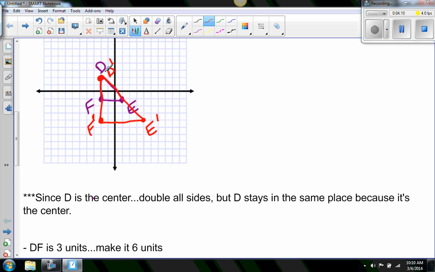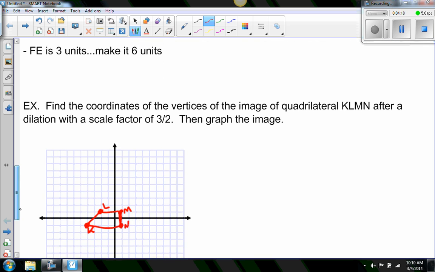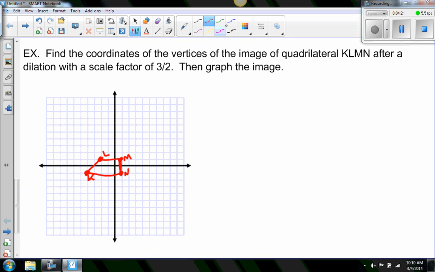Whatever point they tell you is the center does not move, the other ones move, and then you just connect your new one. So then let's do one where the origin is the center, and I'll show you what the difference is here. Okay, so for this one, it says find the coordinates of the vertices. So find the new corners, right?